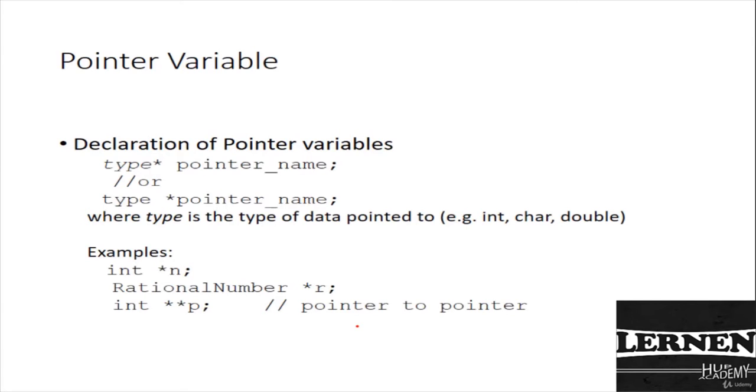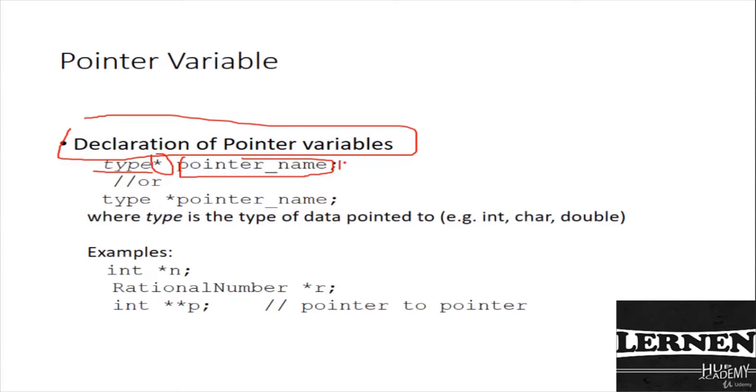Here we just discussed the pointer variable. To declare a pointer variable, you simply type the type, then star, then the pointer name, like n, a, b, c, any pointer name, or type star and the pointer name. Here type is the type of the data pointed to, like integer, character or double.